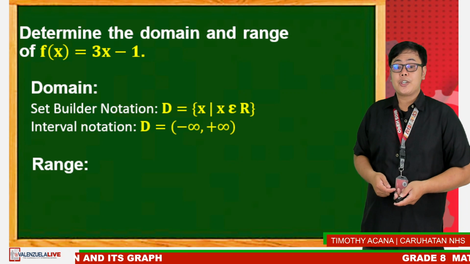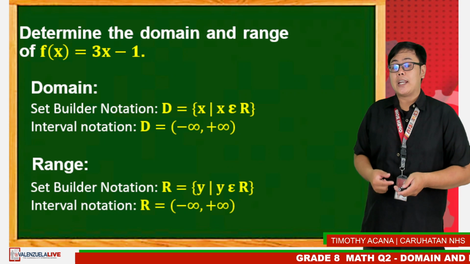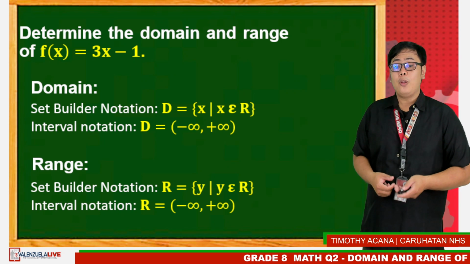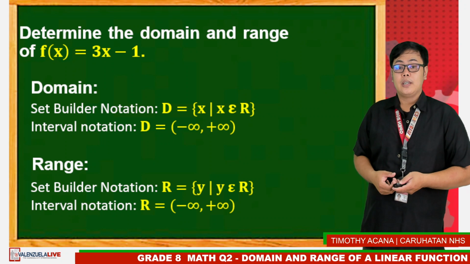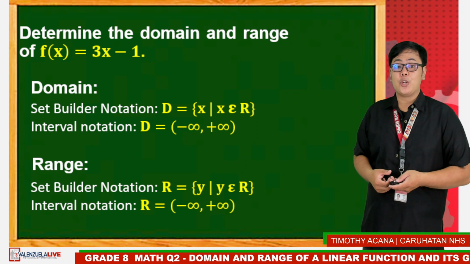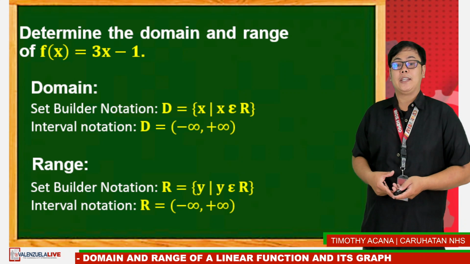While the range in set builder notation is written as R is equal to {y such that y is an element of the real numbers}. And in interval notation, we have R is equal to (-∞, ∞).